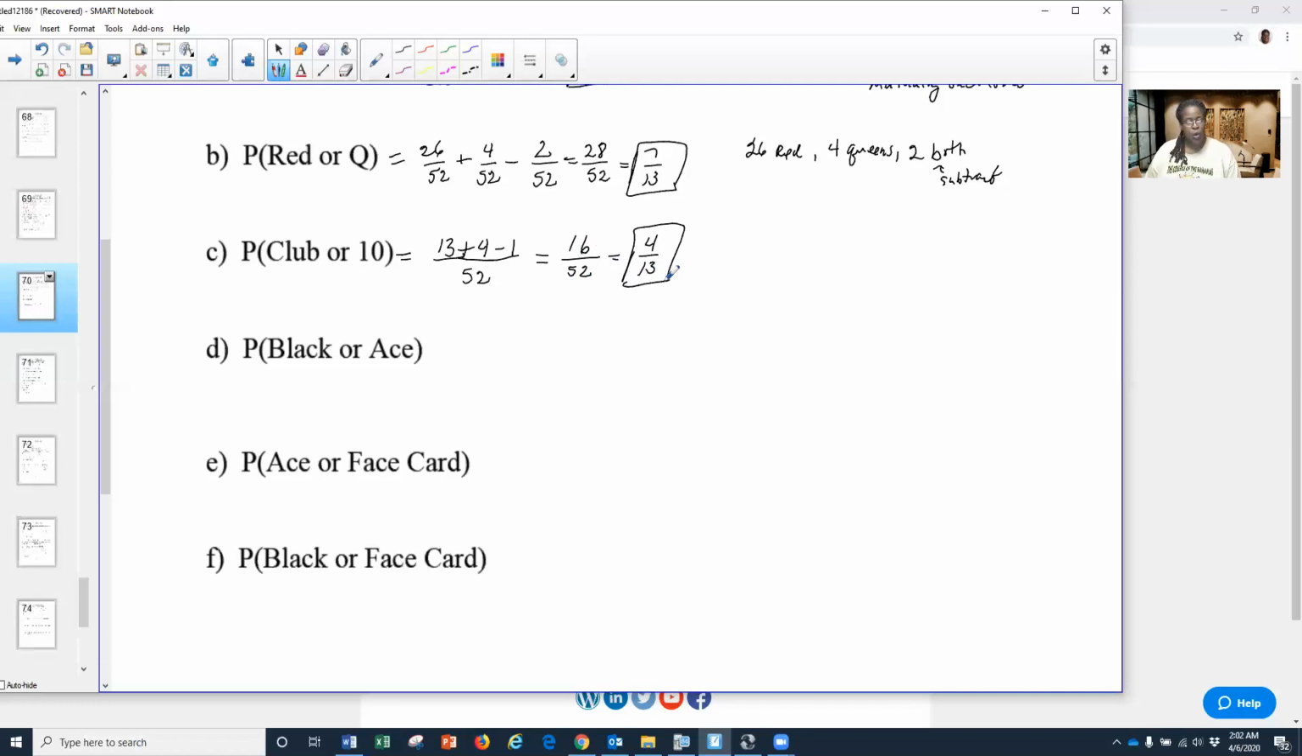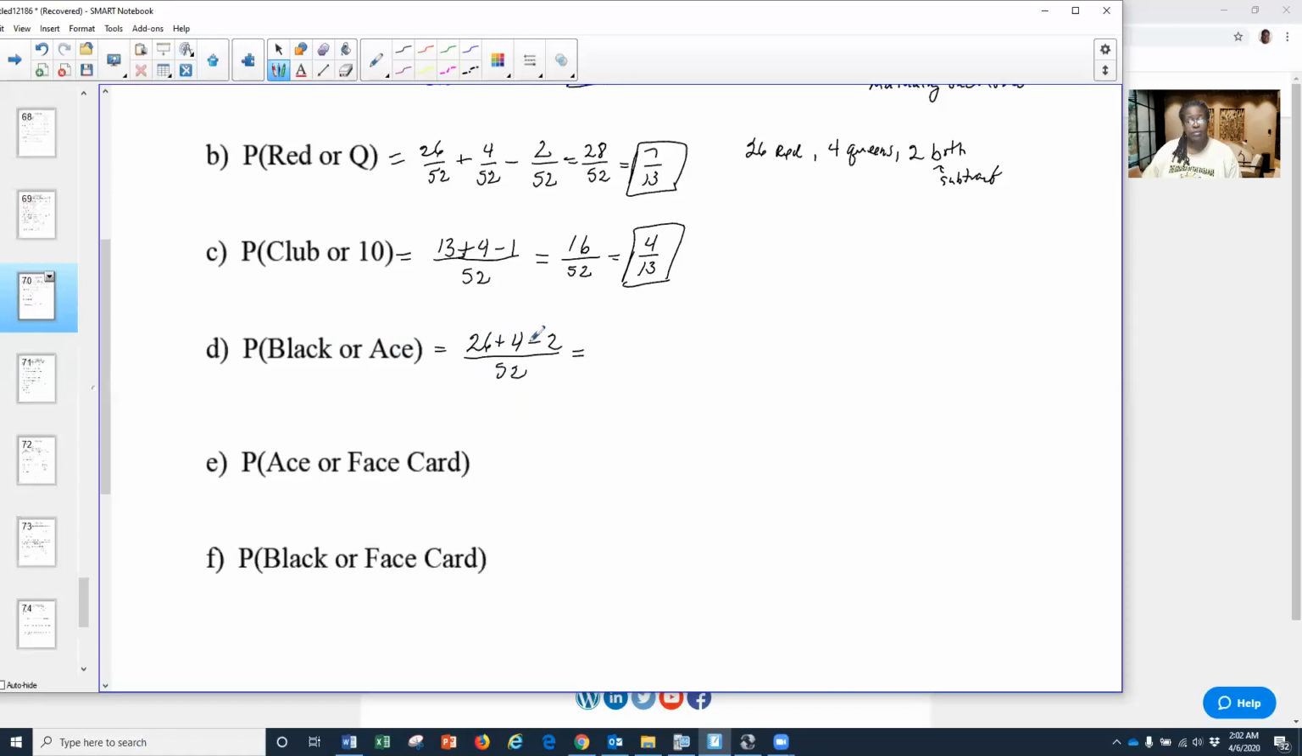Black or ace? Black card. How many black cards do we have? 26. How many aces do we have? We have 4. Do we have a card that could be black and an ace? We do. We have 2 of them. So subtract 2. And then we're going to do our math.